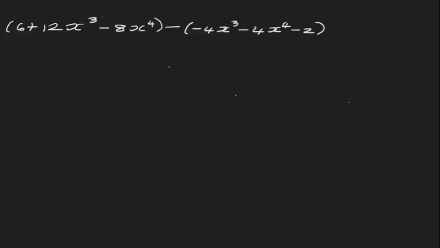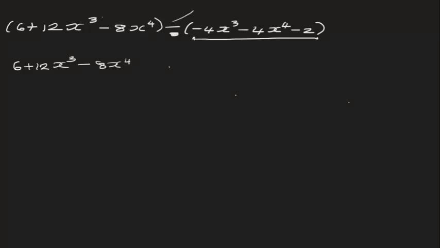So we write everything in the first parenthesis as they are. So we're going to have 6 plus 12x to the power of 3 minus 8x to the power of 4. Then everything in this bracket is negative, right? And we have a negative outside here. So whatever is inside the bracket, the sign will change.